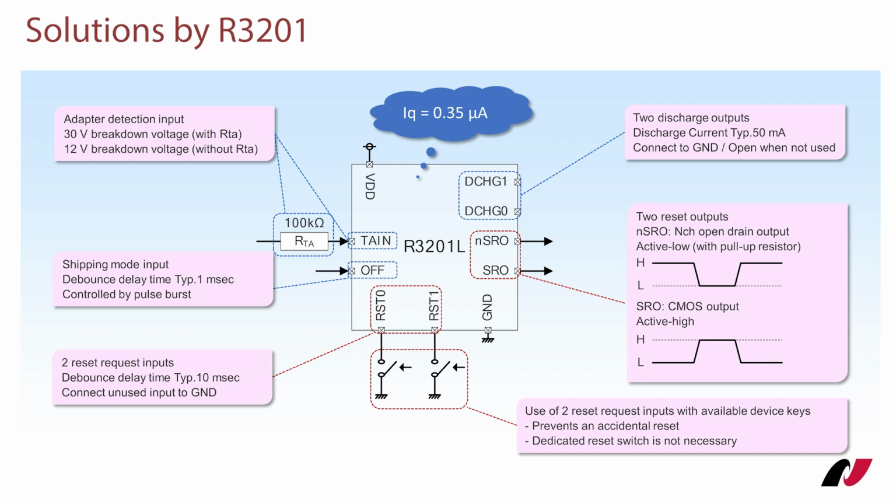Additionally, the R3201 has two N-channel open drain discharge outputs available called Discharge 1 and Discharge 2. The purpose is to discharge output capacitors to ground during the reset cycle, ensuring that the power lines are completely de-energized. The application processor is able to send a short clock pulse signal to the OFF input pin, and the R3201 will switch to the shipping mode after 15 seconds.